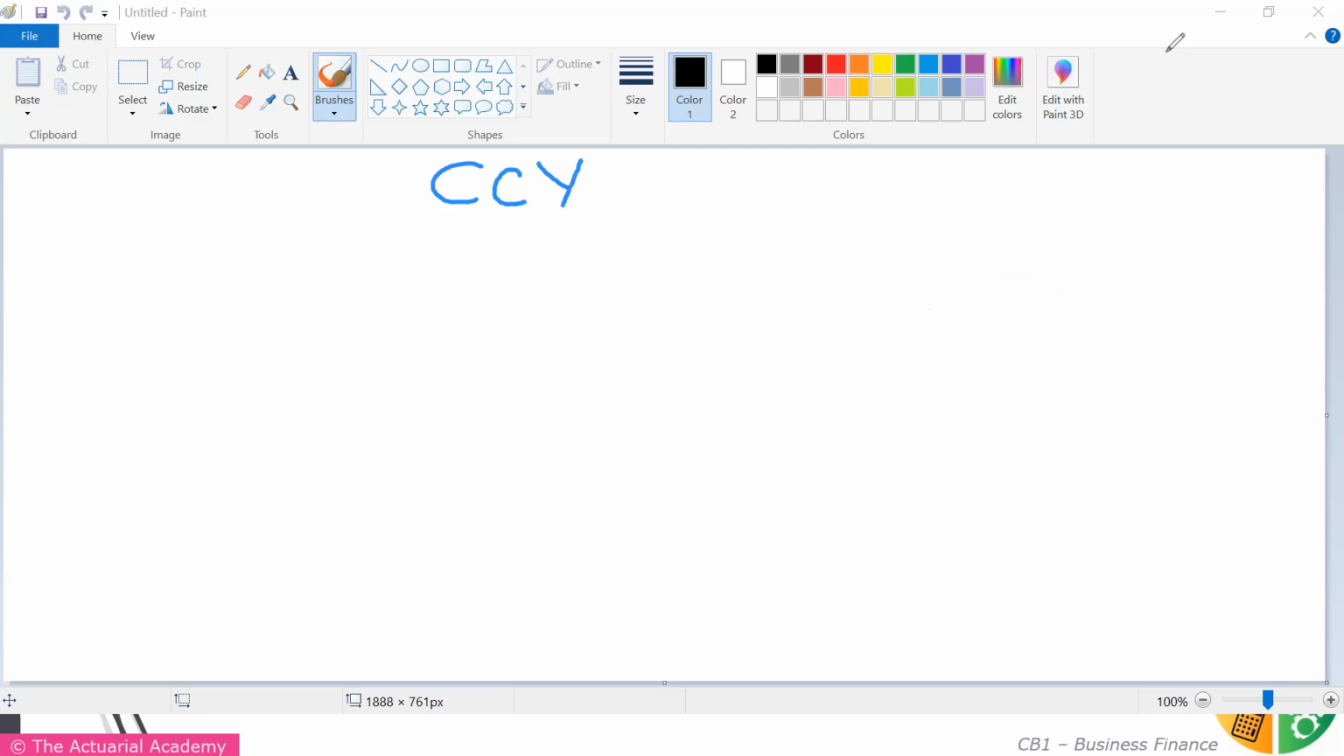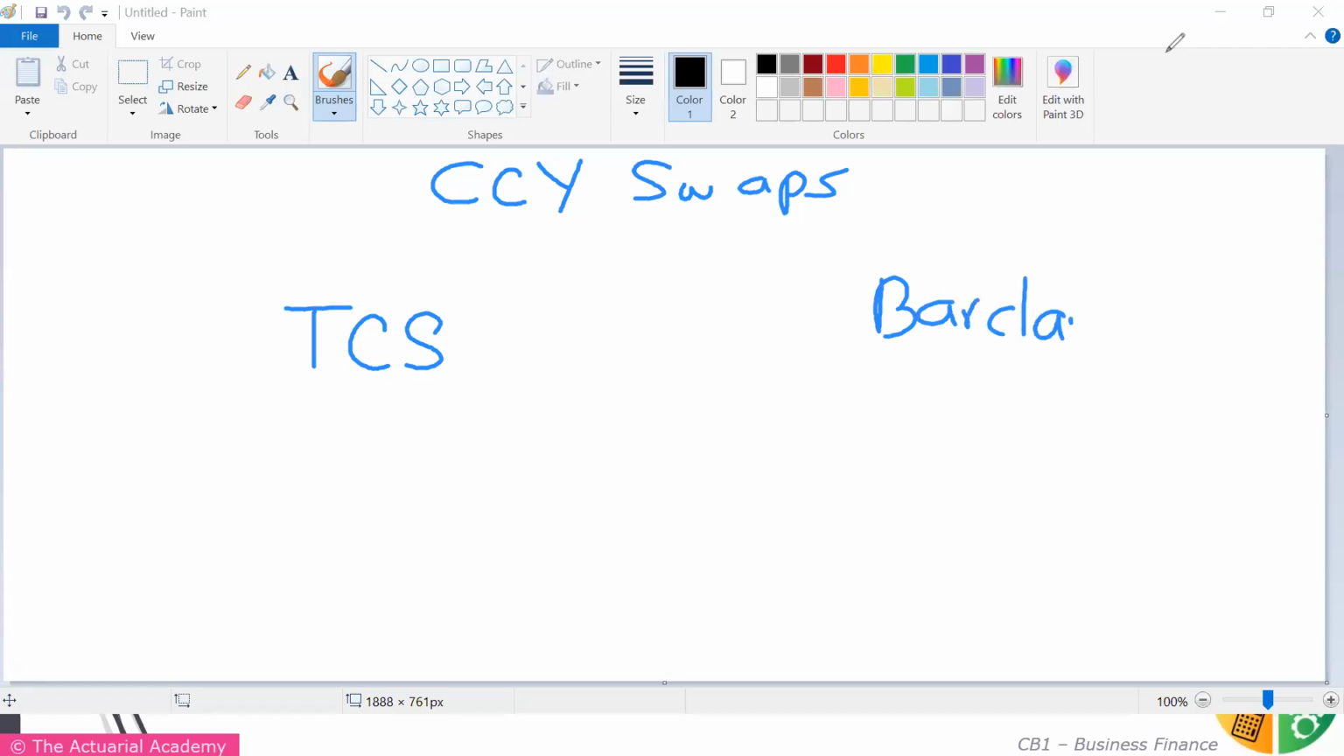So cross currency swaps is what we are looking at. I'll start with an Indian company. Indian company is TCS, and a UK based company, Barclays Bank. So now TCS wants to set its presence, like it wants to expand into the UK, and Barclays Bank wants to expand into India. Okay, that is their plan.